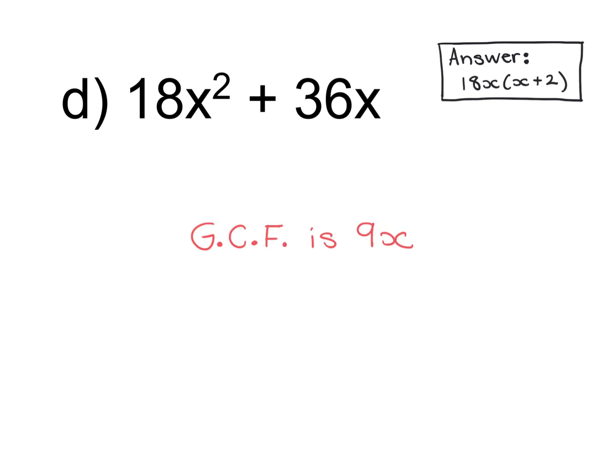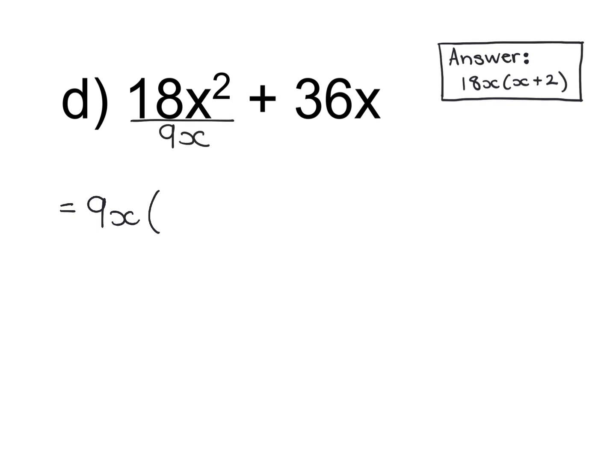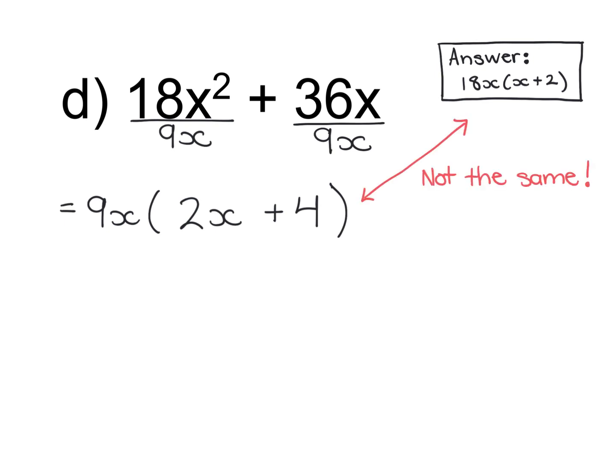Now suppose you thought the greatest common factor was actually 9 and not 18. Well, we can still arrive at the same answer. Let me show you. So we would take the 9x and divide the first term by 9x. So 18x squared divided by 9x is 2x. Okay, on to the second one. 36 divided by 9x is just positive 4. Close the bracket. Now wait a minute. This is not the same answer as what we have.